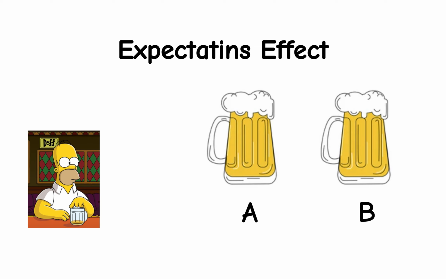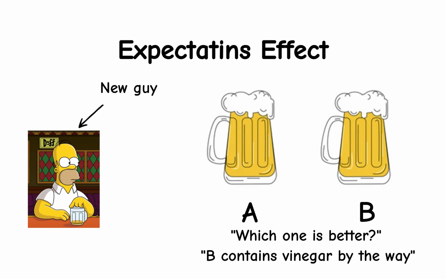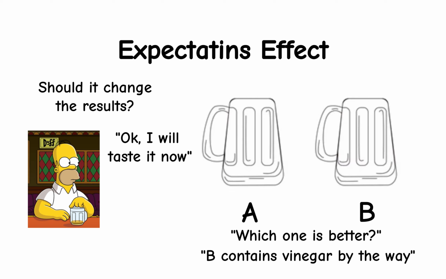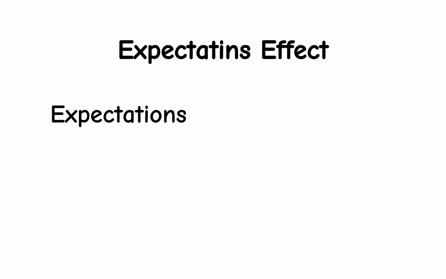In the second part of the experiment, participants were asked the same question, but this time they were told that the second beer contains vinegar. In theory, the results shouldn't change. They still would taste the beer and choose the best option. But this time, most of the people chose the first beer. This shows how human expectations can change reality.